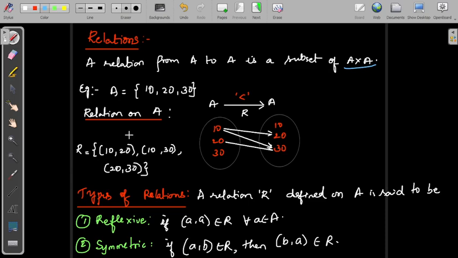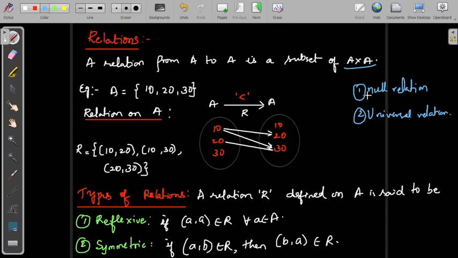So when you have such relations which are defined from a set to itself, then we can define some types of relations. A relation R which is defined on a set A is said to be of different types like reflexive, symmetric and transitive. Even before that, you can have a null relation, and one more is the universal relation.